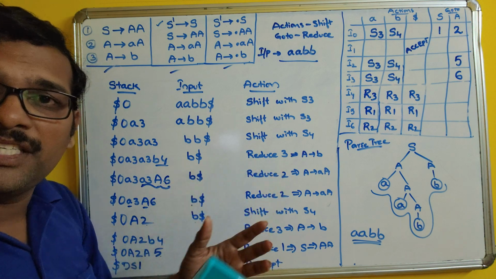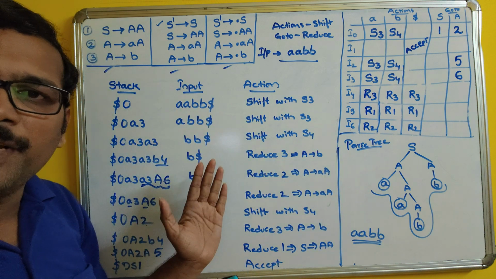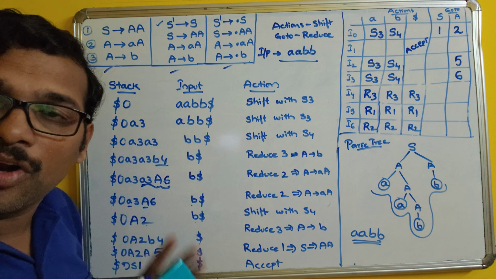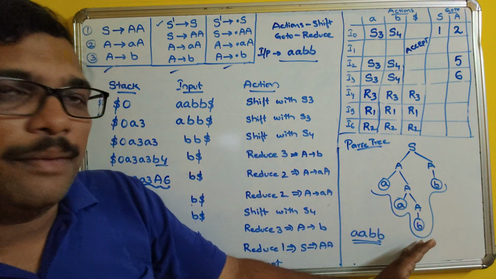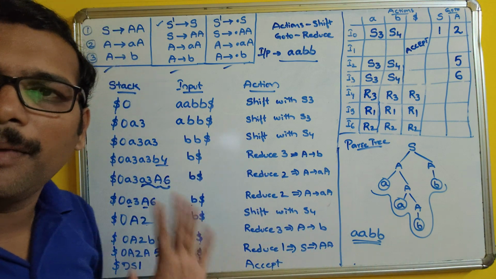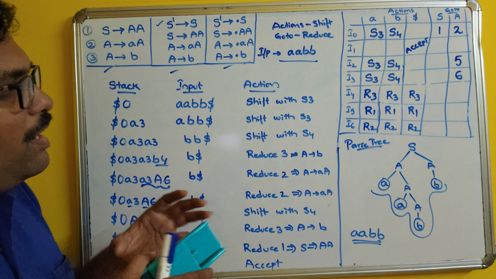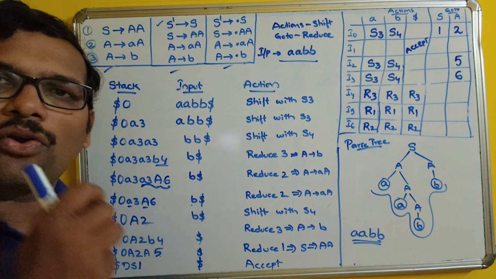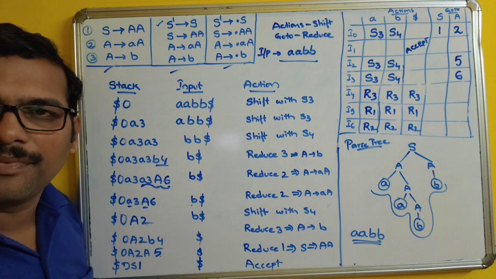So shift operation means shifting the input string towards the stack. Reduce means reducing the stack values with the non-terminals. And after that, generate the parse tree using the bottom up approach. So be very careful while doing this one. If you do anything small wrong, automatically the complete procedure will go wrong.